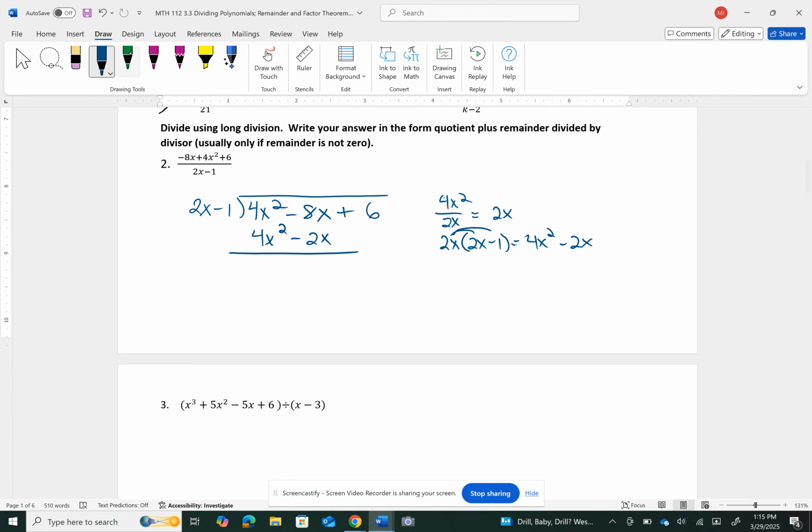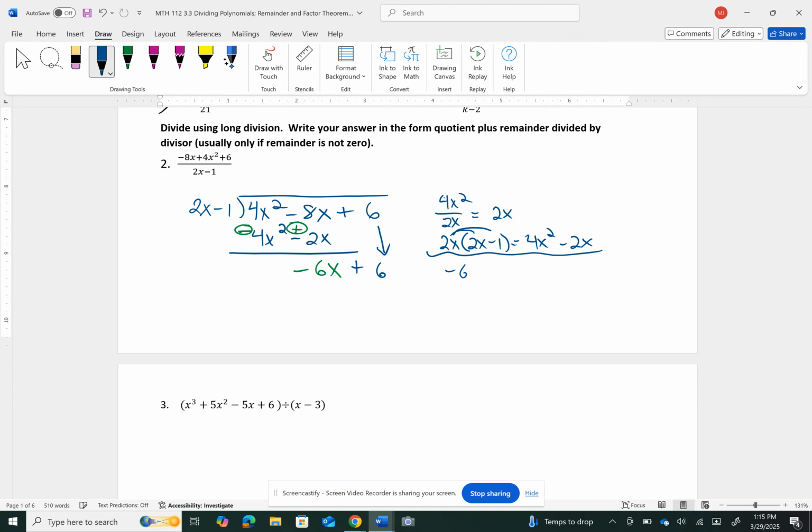Now I'm ready to do that tricky step where you have to subtract. I recommend you subtract by changing the signs, and then you can add the integers. So a 4x squared and a negative 4x squared would combine to be 0. And then a negative 8x and a positive 2x would be a negative 6x. Negative 6x right there. At that point, I'm ready to bring down the next term, and then I'm going to do that process again.